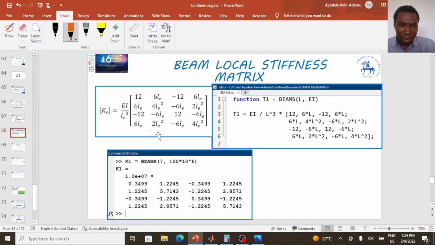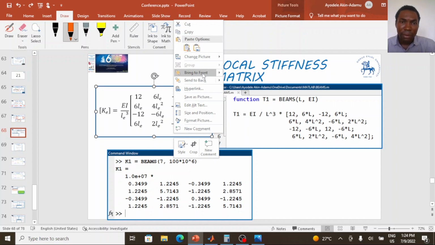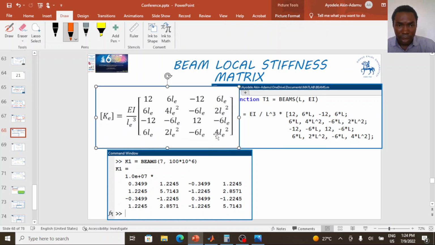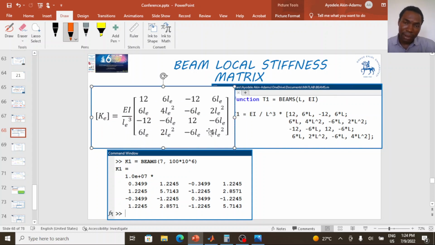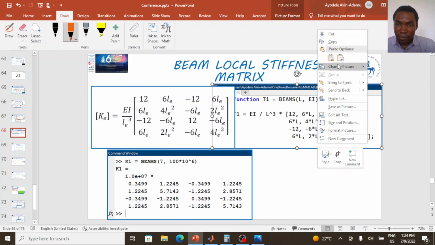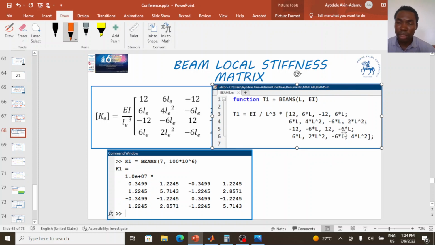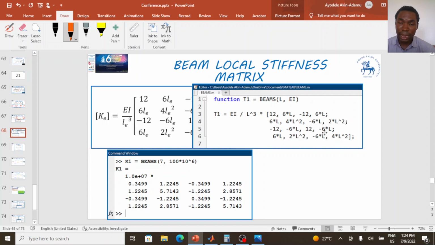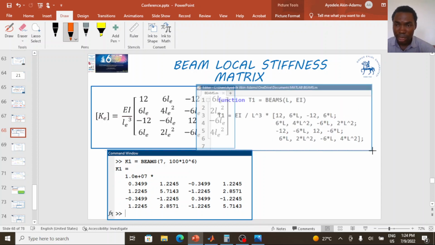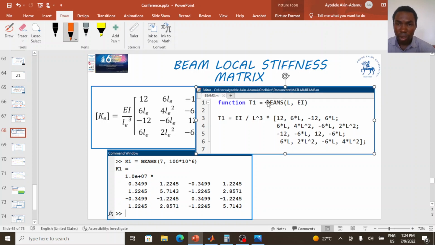Because we are going to be using MATLAB to solve our finite element problem, this is the local stiffness matrix for a finite element. I define a function that can compute the local stiffness matrix of a beam finite element on MATLAB, and it is written as this: function T1 equals beams open bracket L comma EI. The name of the function is beams. I enter two input variables, L and EI, where L is the length and EI is the flexural rigidity.